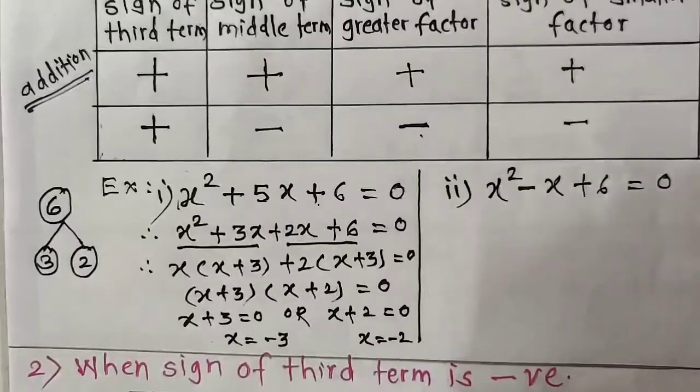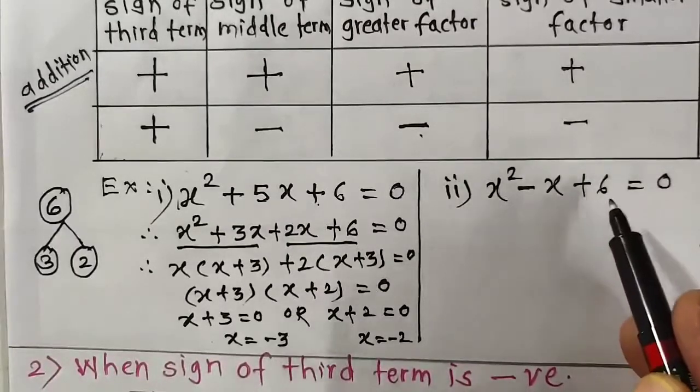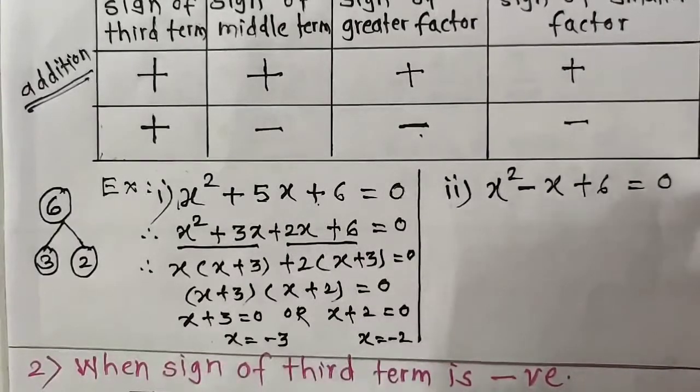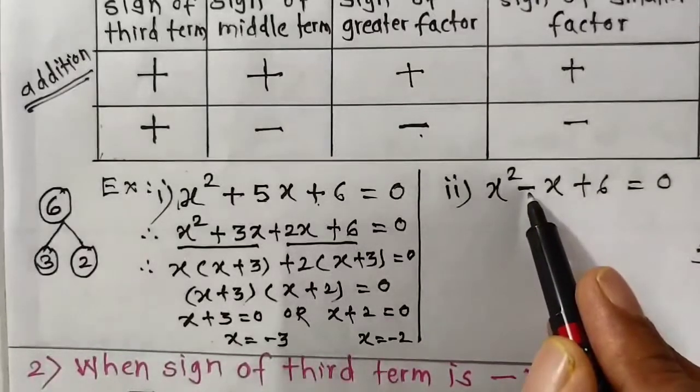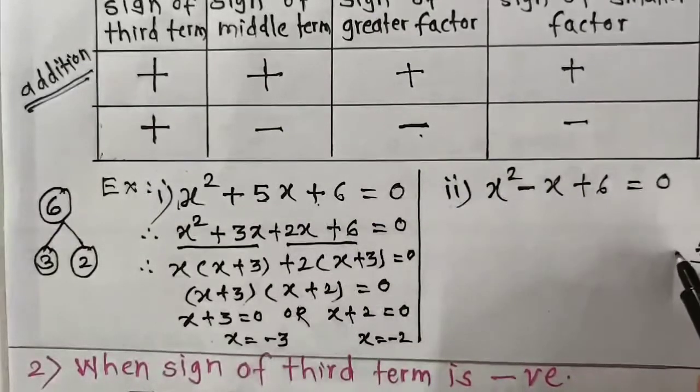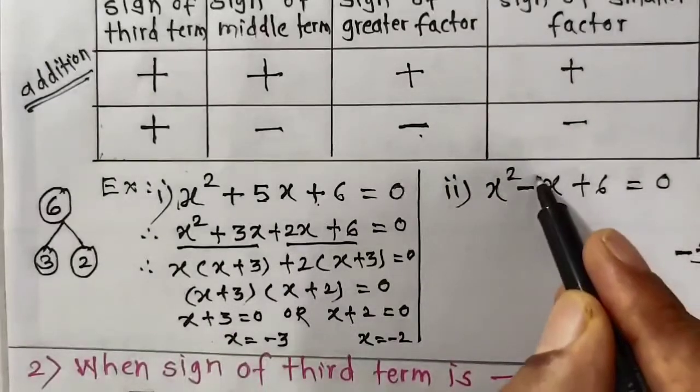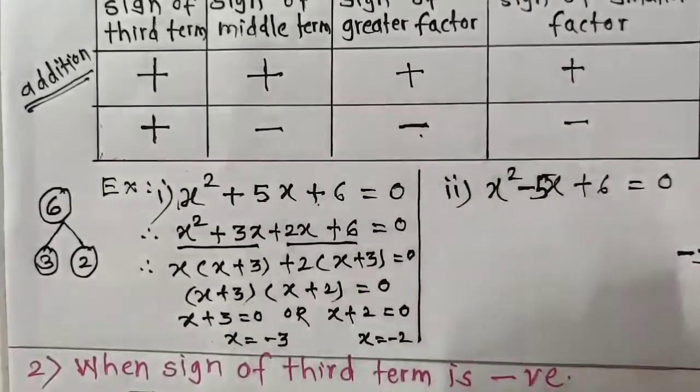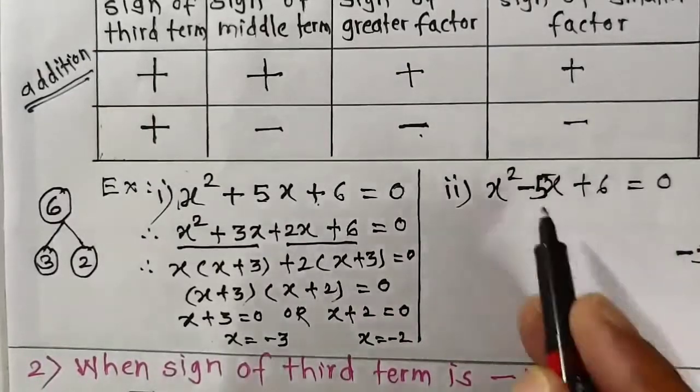Now find the two numbers. Here the last term is positive, therefore the sum of these two numbers is 6 and the product of these two numbers is 6. So again we get 3 twos are 6, and 3 plus 2, the sum of the two numbers is, here the minus sign is there, so minus 5x. So the sum is the middle term.